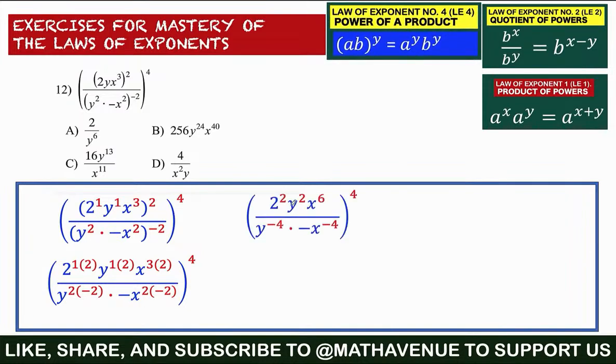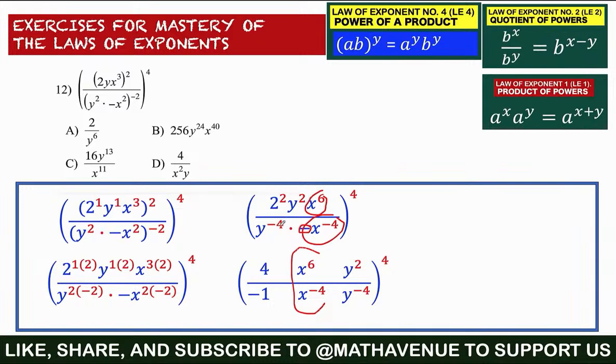Then simplify. Here, let's see if there are things that we can cancel. So notice that 2 squared is equal to 4. Then there is this negative sign here that we can now write here, negative 1. Then x to the 6th divided by x to the negative 4 is this part, and y squared divided by y to the negative 4th is this part.